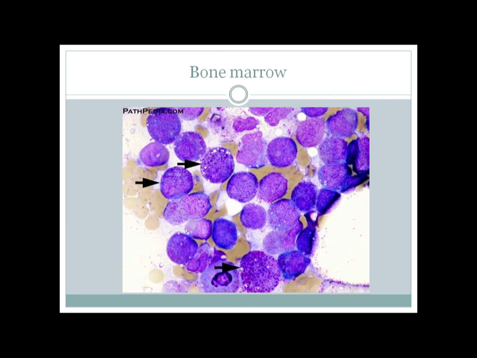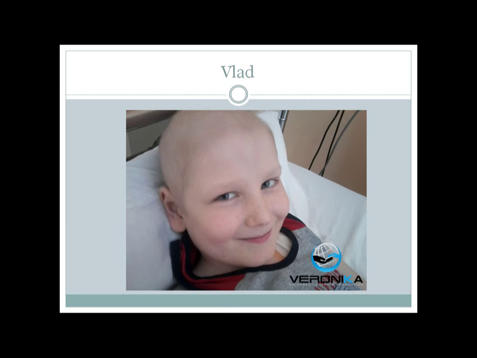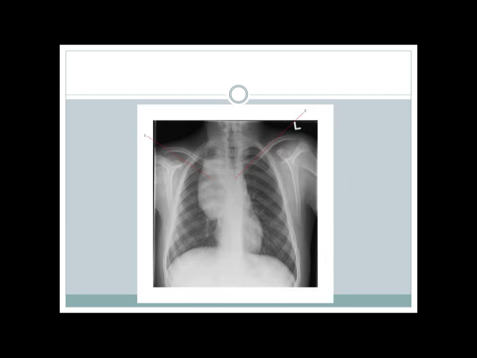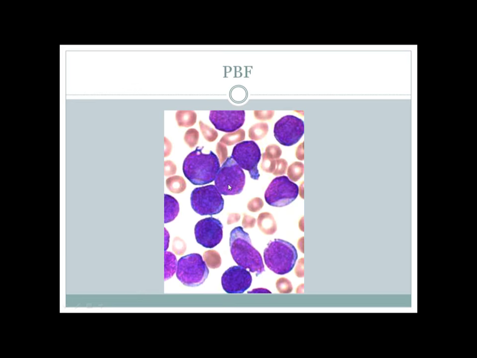Okay, let's go to the next case. This is Vlad, who presented with cough and chest pain, and the doctor did a chest x-ray and found a mass in the chest, especially the mediastinum. We did a PBF after drawing blood, and this PBF showed the RBC counts are decreased. You can't see any platelets, maybe platelets are also decreased, and there are some very big looking cells with a very blue or purple nucleus and very little cytoplasm.